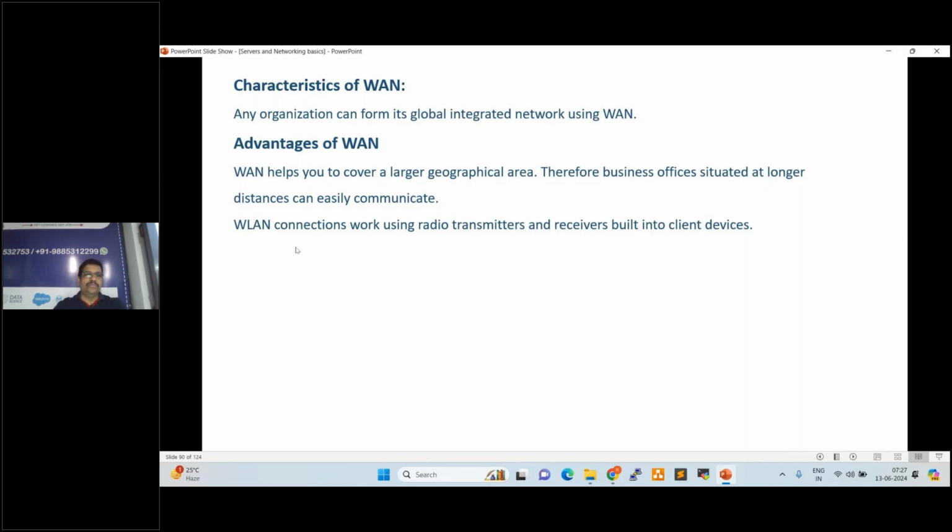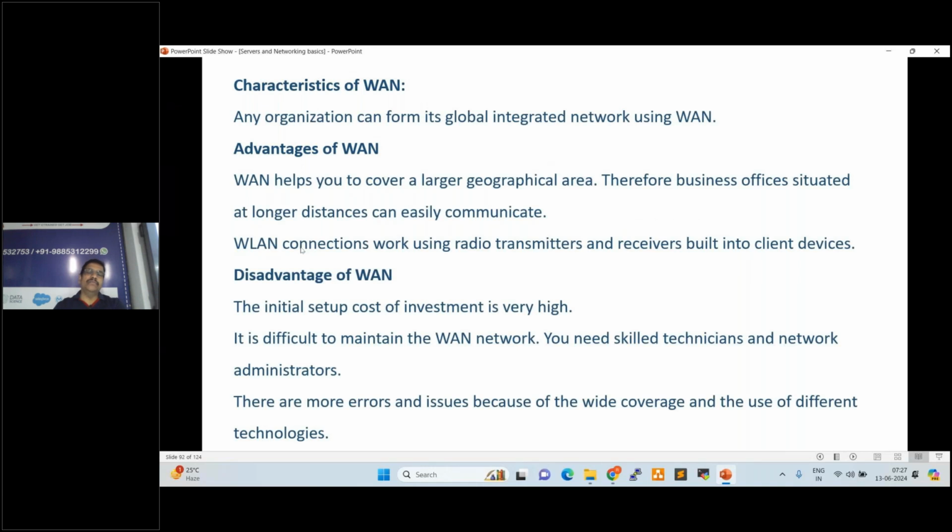Disadvantages of WAN. The initial setup cost investment is very high. It is difficult to maintain the WAN network. You need skilled technicians and network administrators, because of the longer distance. So we require skilled technicians here. There are also more errors and issues because of the wide coverage and the use of different technologies.